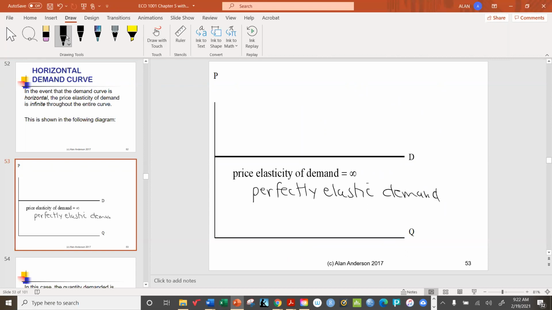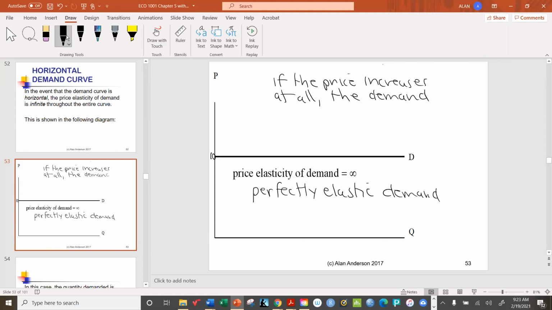This one means that if the price, let's say this is the market price, it's $10. If the price increases even by a penny, the demand will fall to zero. In other words, if I'm a producer of this product and I try to charge $10.01 for it, I'll lose all of my business, all of it. Oh, sorry, I wrote the wrong thing here. Quantity demanded.